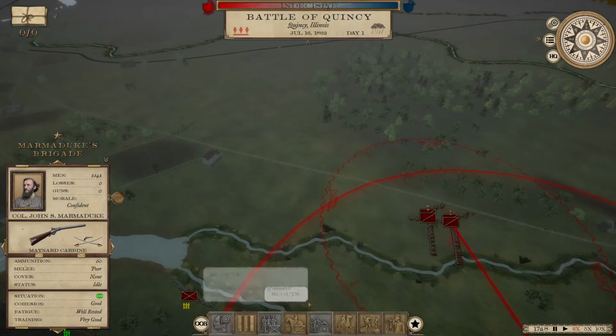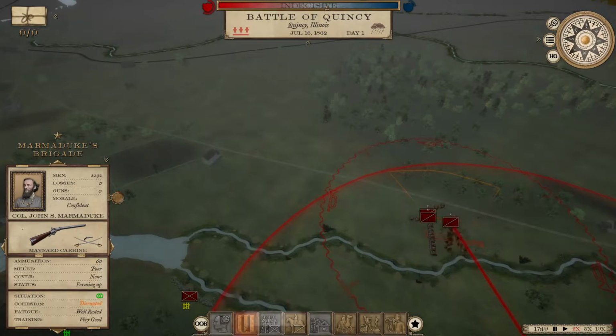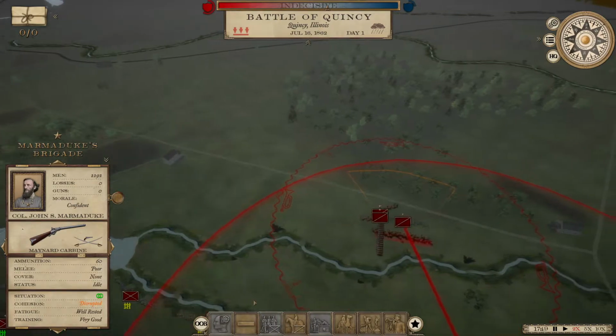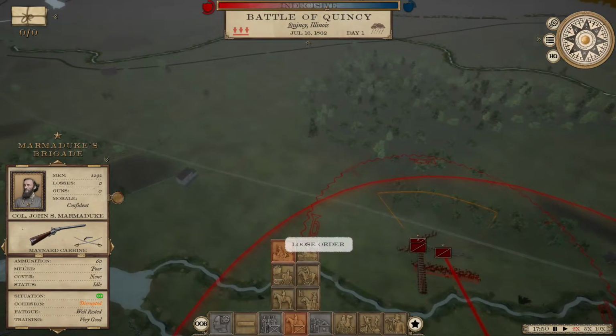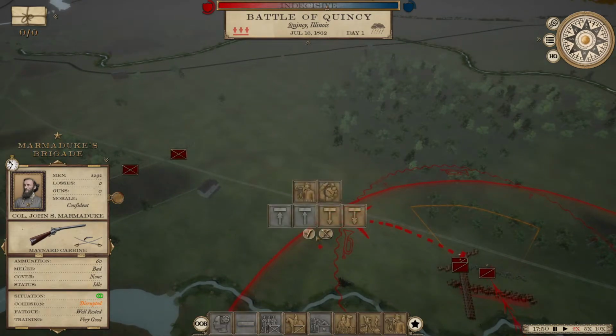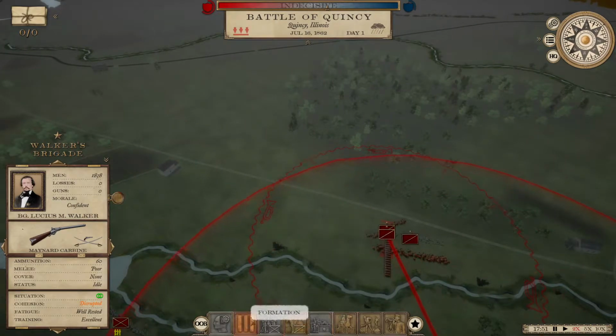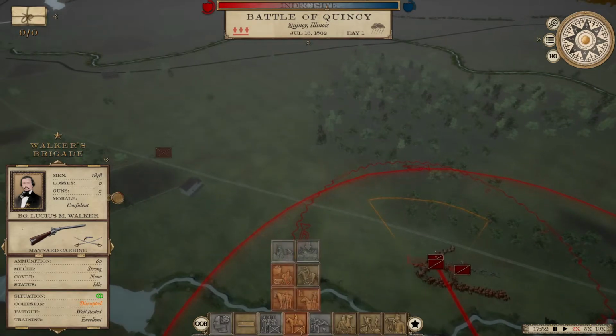I would recall the skirmishers. I would get them off their horses. I would move them to single line, and move into loose order, which makes them harder to shoot. It feels like they move faster. I don't know that that's true, and so I'm not saying it is, but it seems like they move faster.